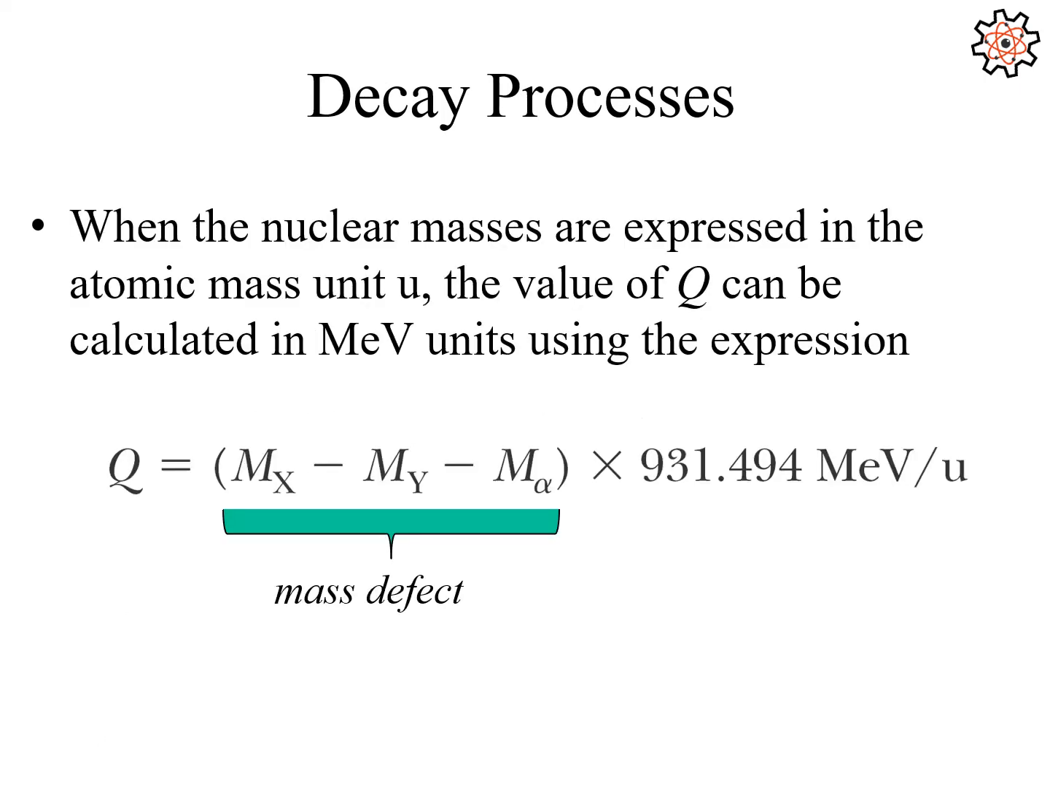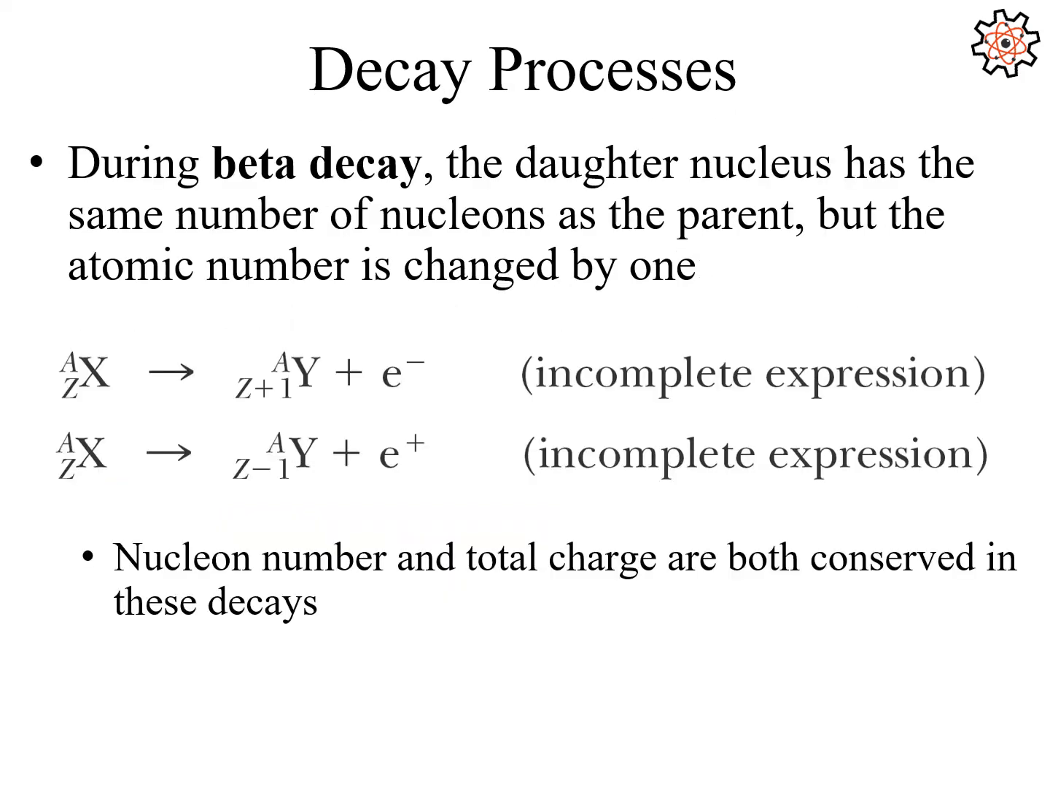We can calculate the energy released in any decay process, as we talked about in part 1, from knowing the mass defect. So if we take the parent and daughter product masses and the mass of an alpha particle, and then we multiply by that conversion factor we talked about from mass to energy, we can calculate the energy released by that process. Let's look at the equations for beta decay now.